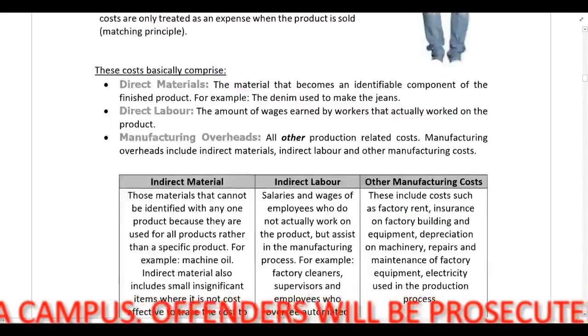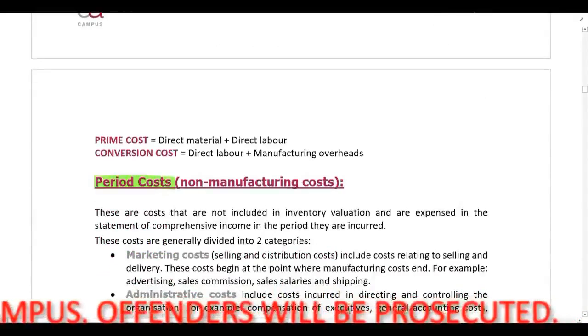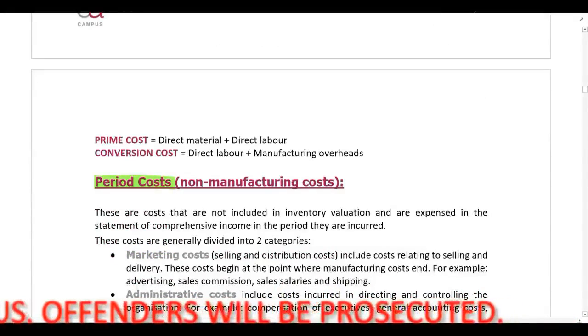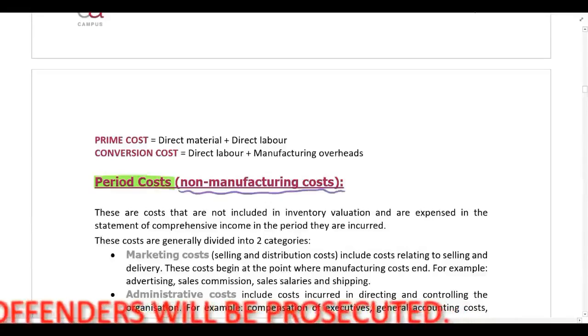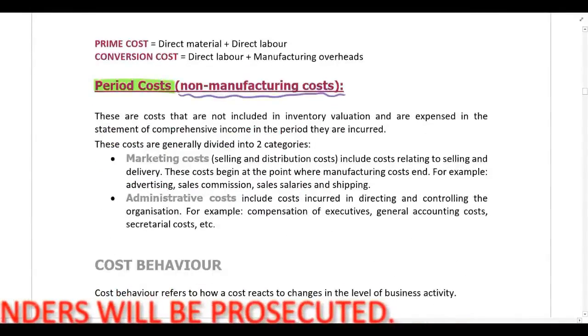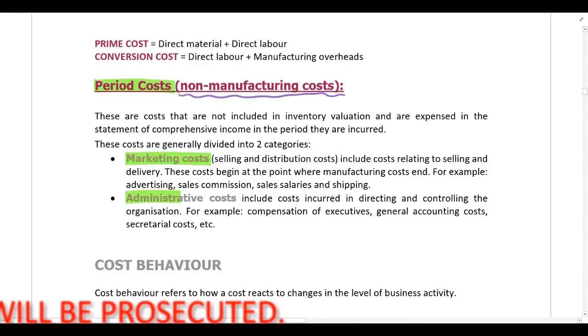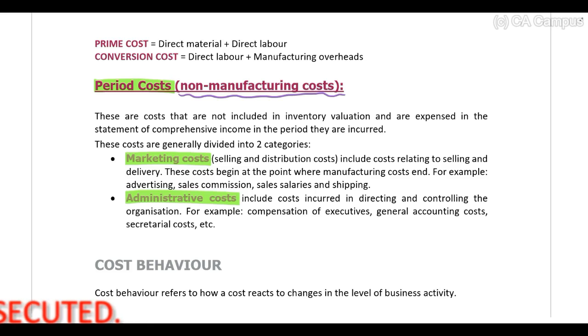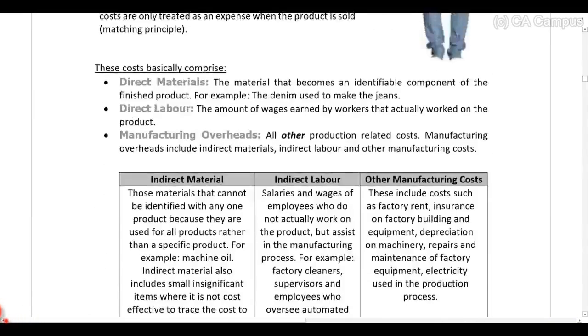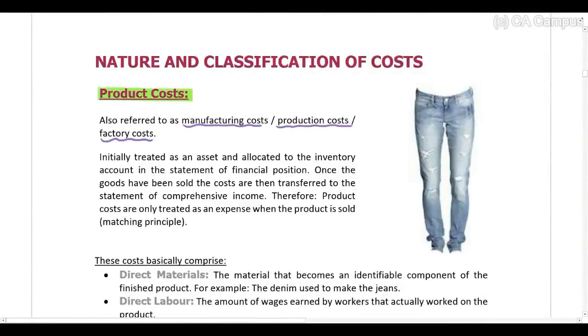On the other hand, period costs have got nothing to do with manufacturing. So these are non-manufacturing costs. And you can see period costs include things like your marketing costs, your admin costs, etc. Now, it's important that you understand the difference between a product cost and a period cost because your accounting treatment is completely different. Let's first look at the accounting treatment for product costs.